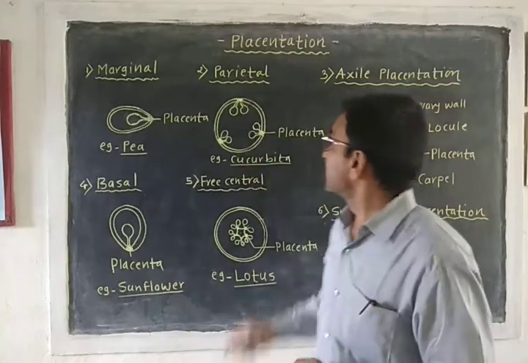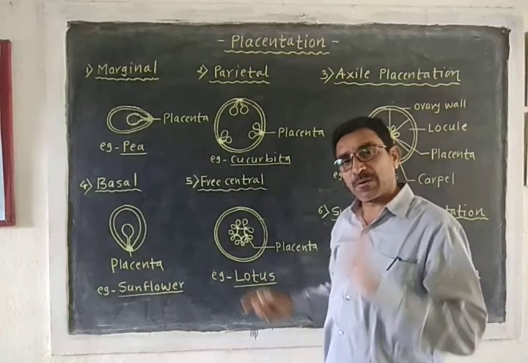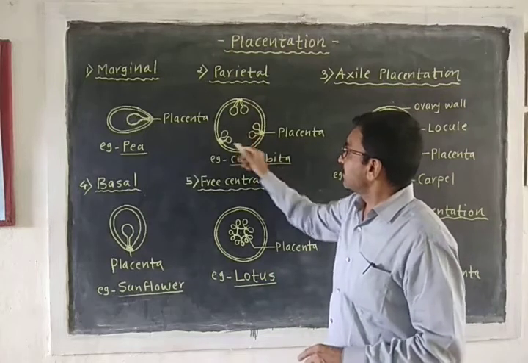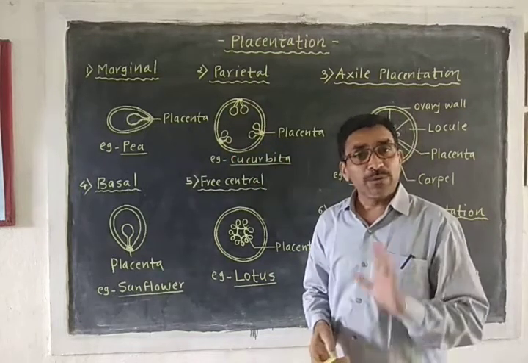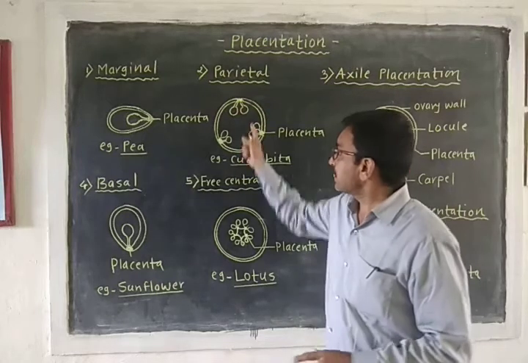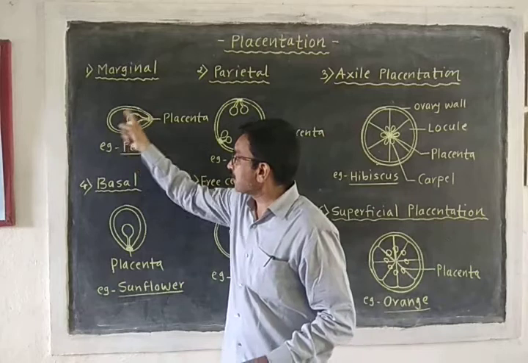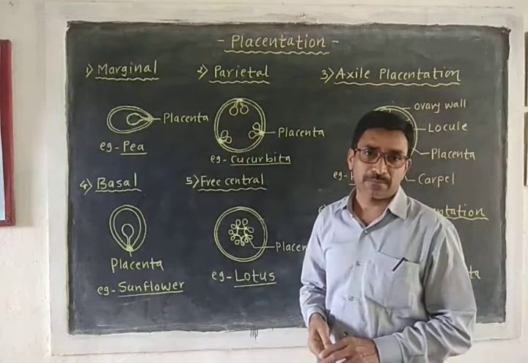Now the second type is parietal placentation. It is also a type of placentation. Here it is also unilocular. A single chamber is present. In this case there is also a single chamber present, hence it is called unilocular.